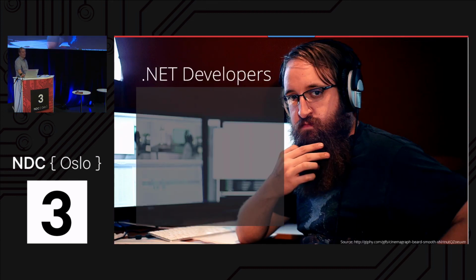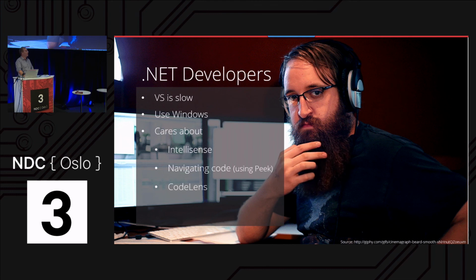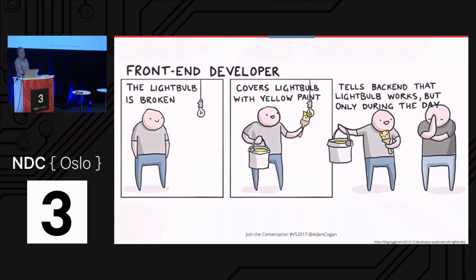All right. Anyway, we've got .NET developers. Okay, .NET developers. They know that Visual Studio is slow. It's not a big deal. They use Windows. They care about productivity, IntelliSense, navigating code, CodeLens. They're not giving this stuff up. They want nice debugging. That's where they sit, okay? And he's not impressed.